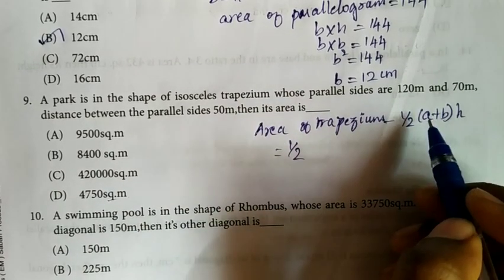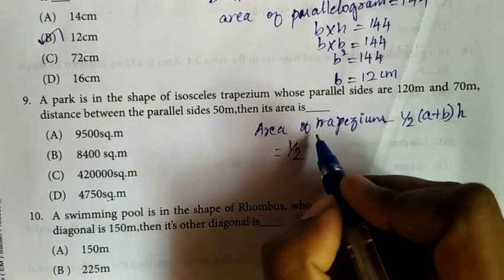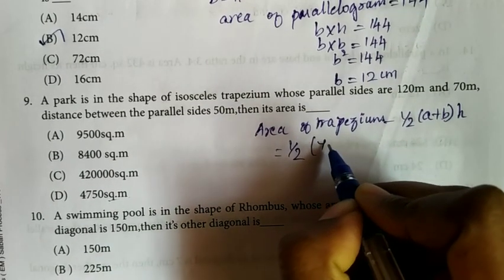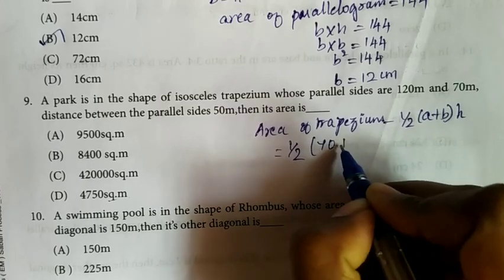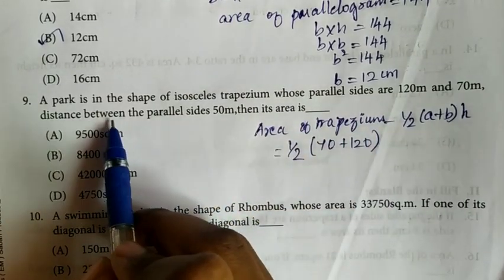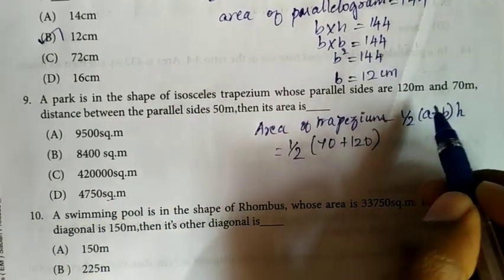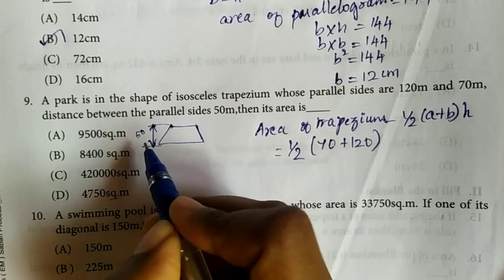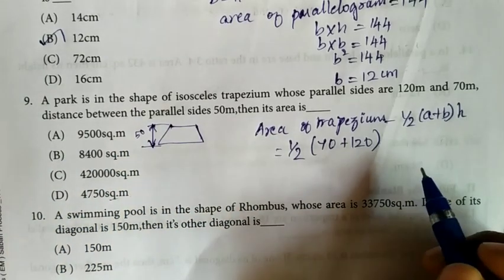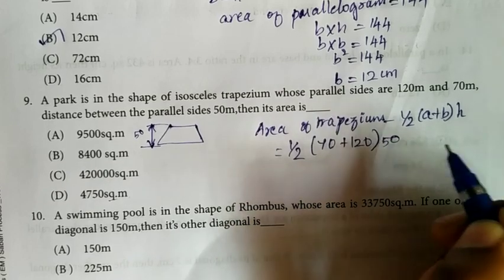In the question they gave the parallel sides as 120 meter and 70 meter. So substitute it: 70 plus 120, and the distance between the parallel sides is 50. Then height is 50. So the value of H is 50.